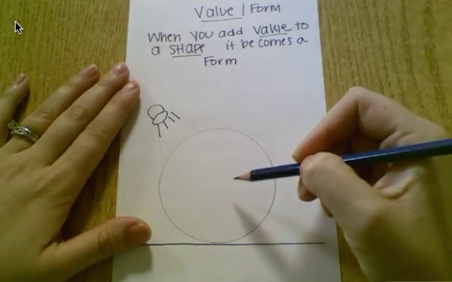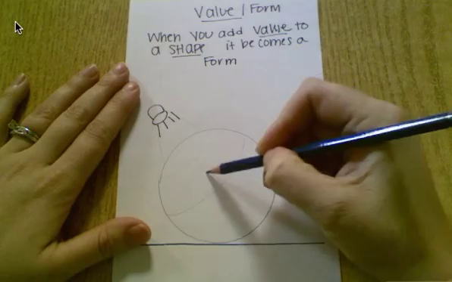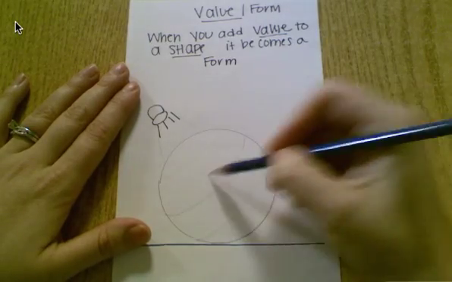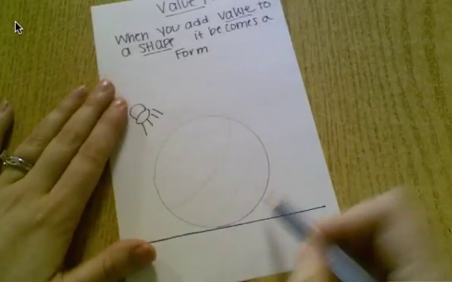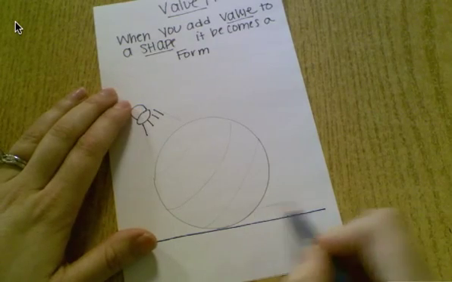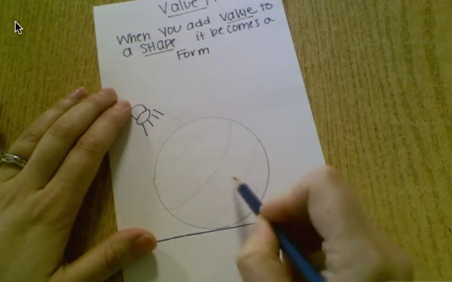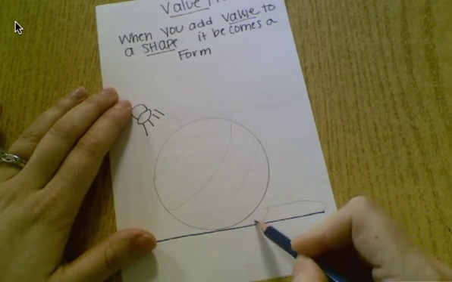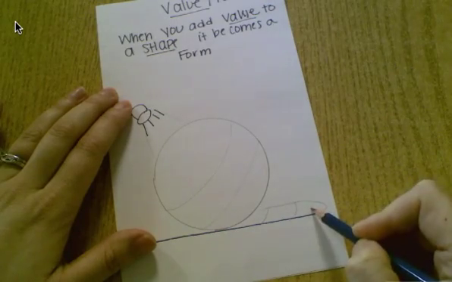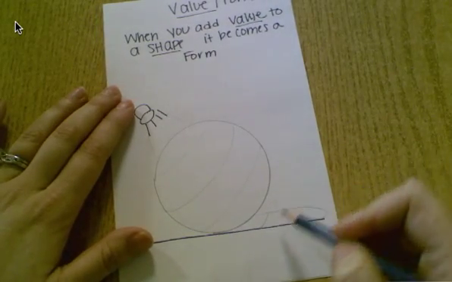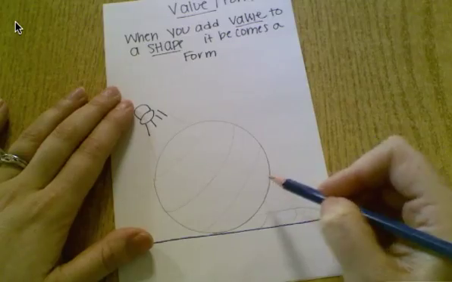Okay, and then I know from here, this is going to be my lightest area. I'm going to leave that white. Then I have a medium area, a light, a medium, and a dark. And then my shadow is going to be on the opposite side of my light source. So this will be dark, this will be medium, and this will be light.